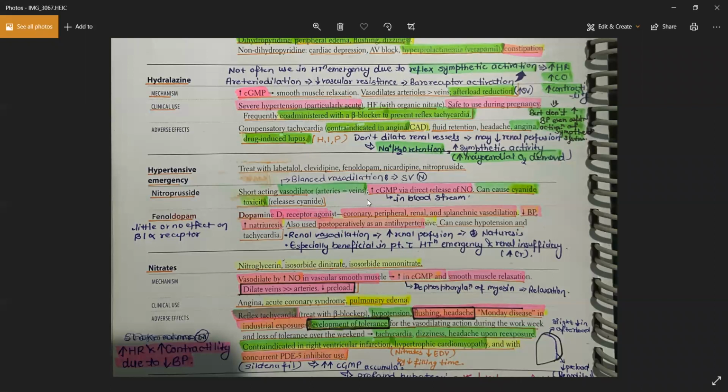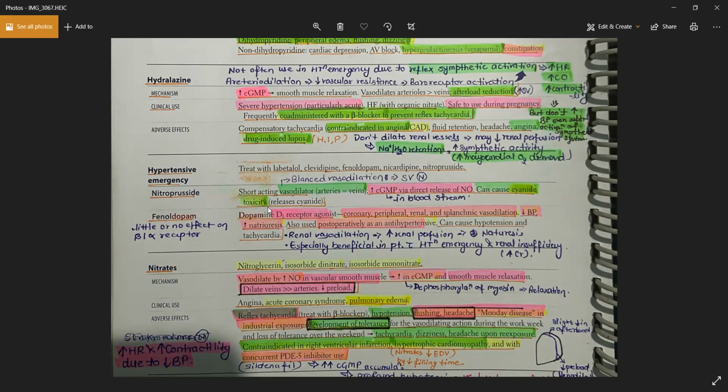How does this work? It causes a direct release of nitric oxide in the bloodstream. This nitric oxide goes both in the veins and in the arteries, so it causes a balanced vasodilation. But a side effect of this drug is cyanide toxicity. It will release cyanide that can cause cyanide toxicity.